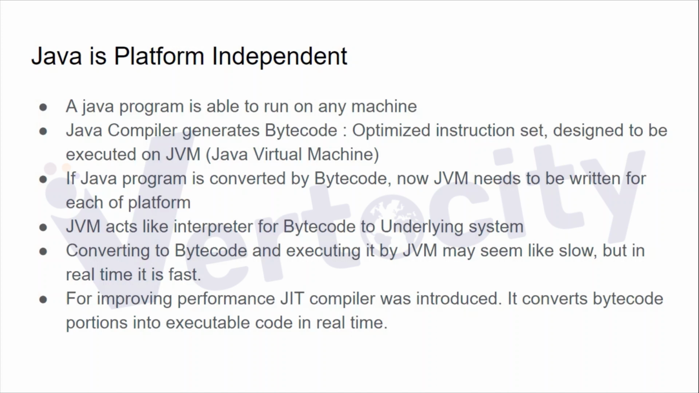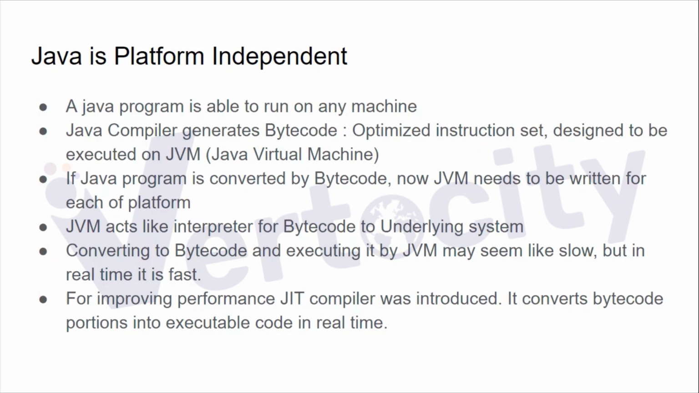The JVM acts as an interpreter for bytecode to the underlying system. When the Java compiler converts the source code into bytecode, the JVM acts as an interpreter, so that each statement of bytecode has to be executed as a system command. This is handled by the JVM. So the JVM has a major task to be done, and it has to take care of things in an optimal way.